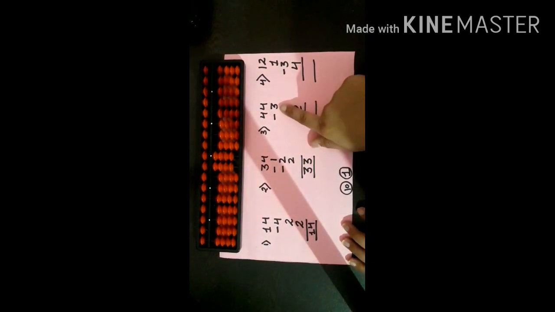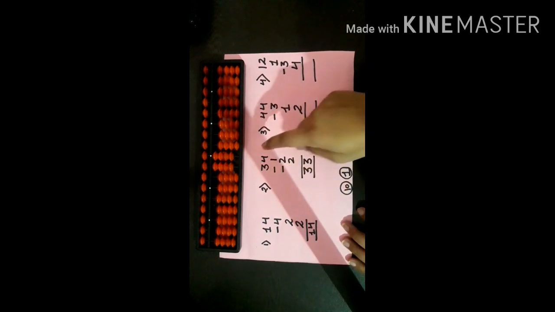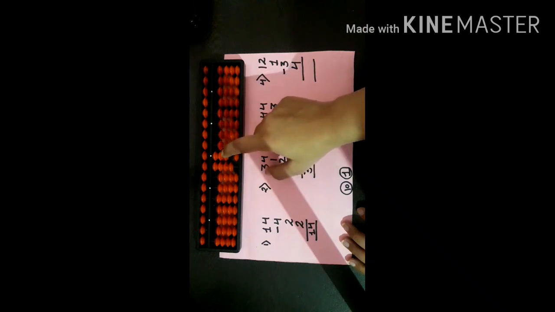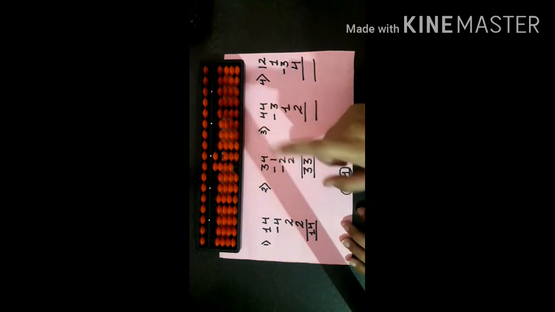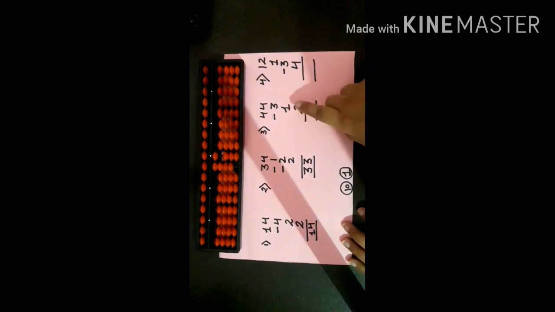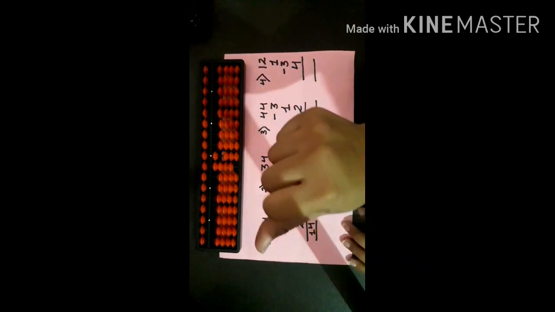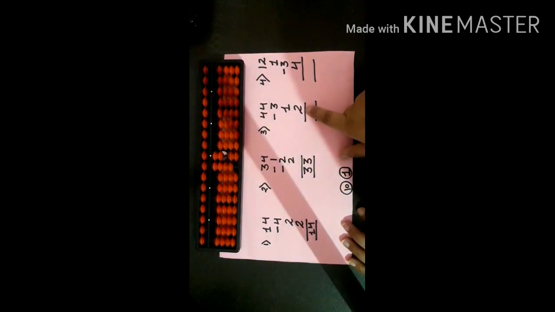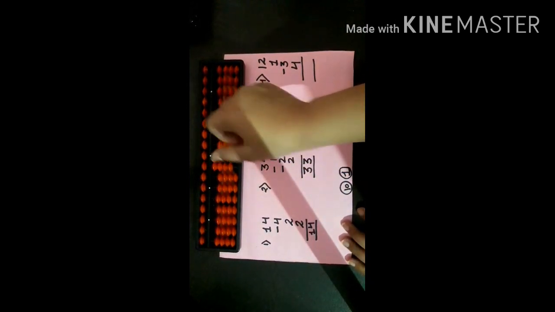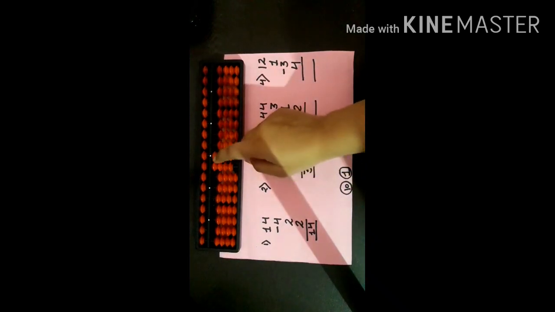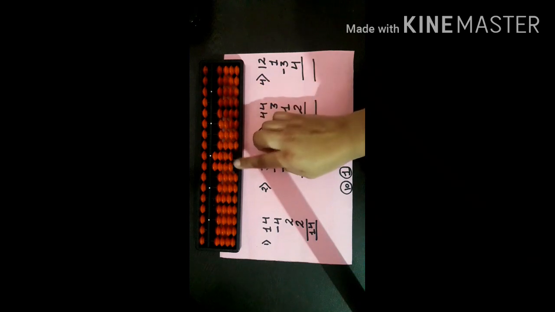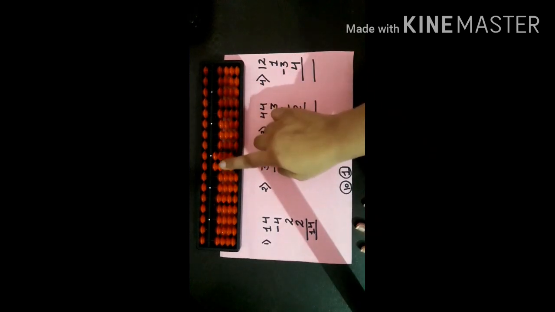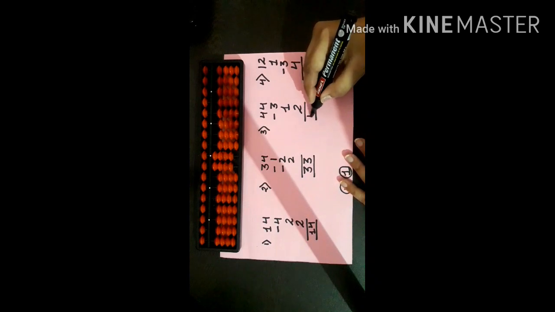Now next is minus 3. 3 you will do in units rod. So 1, 2, 3. For minus you have to put the beads down. Then 1, add. For add, up. 1. Then again add 2. 1, 2. So what is the answer? 10, 20, 30, 40 and 1, 2, 3, 4. 44. And you can also see this 4 and 4. 2 4s are there.